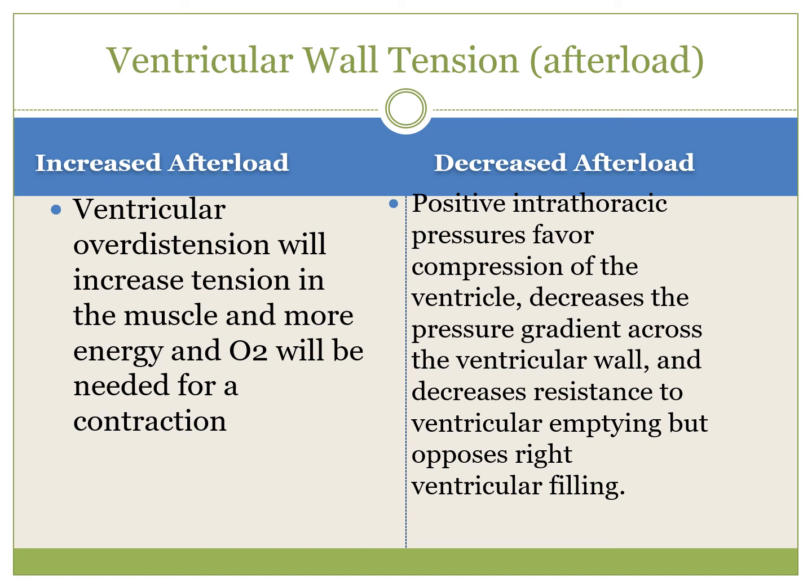Things that are going to increase the afterload. Increased afterload is ventricular overdistension. If we have to push against too much pressure and volume, ventricular overdistension will increase the tension in the muscle, and more energy and oxygen is going to be needed for the contraction. So it's overdistended because it has had to work too hard. It's had to push against too much pressure and volume.